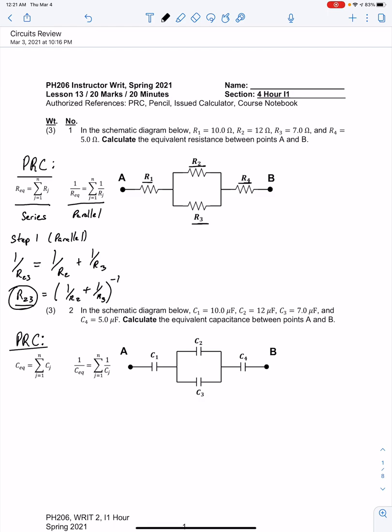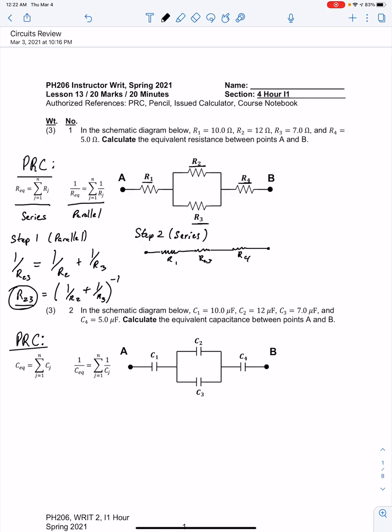So now we go to step 2. Step 2 is solve in series. And at this point, we should have a figure that looks like this, where this is R1, this is the equivalence of R2,3, and this is R4.